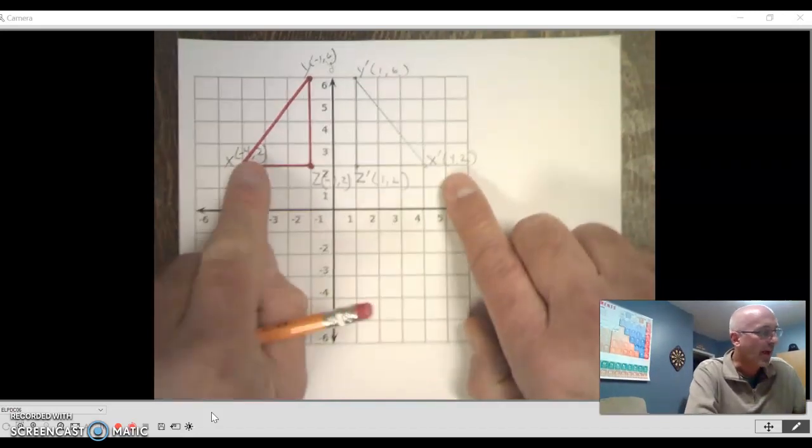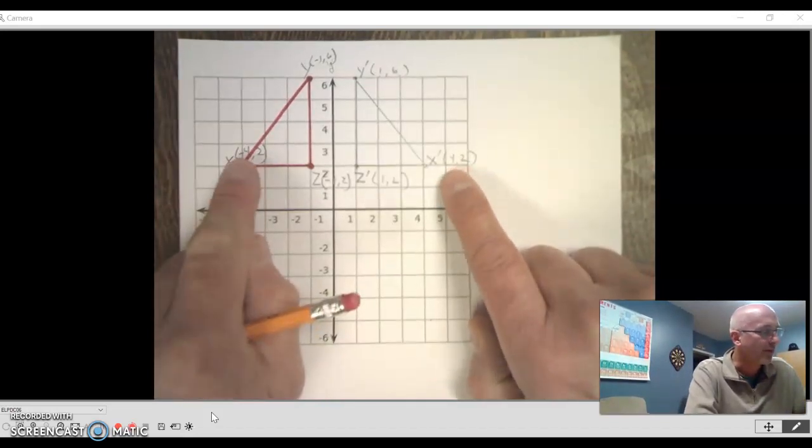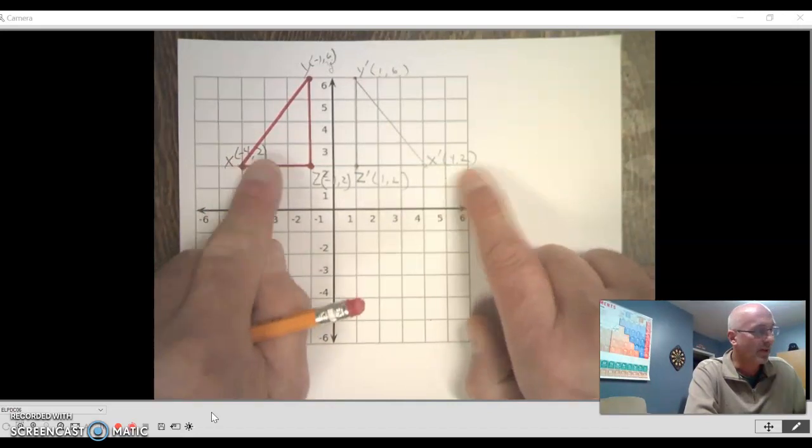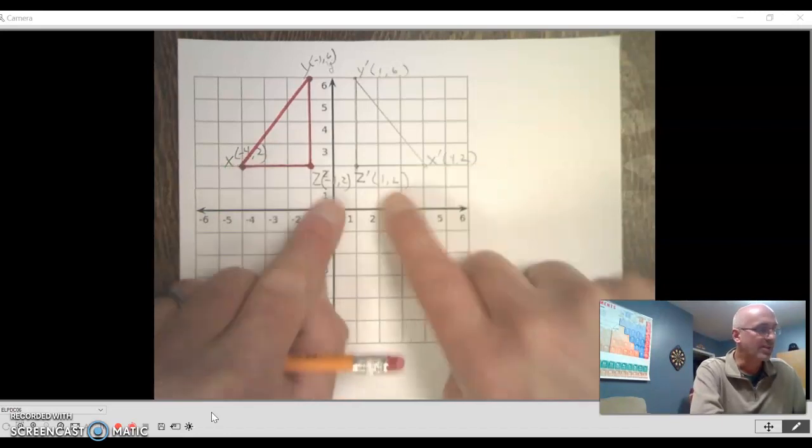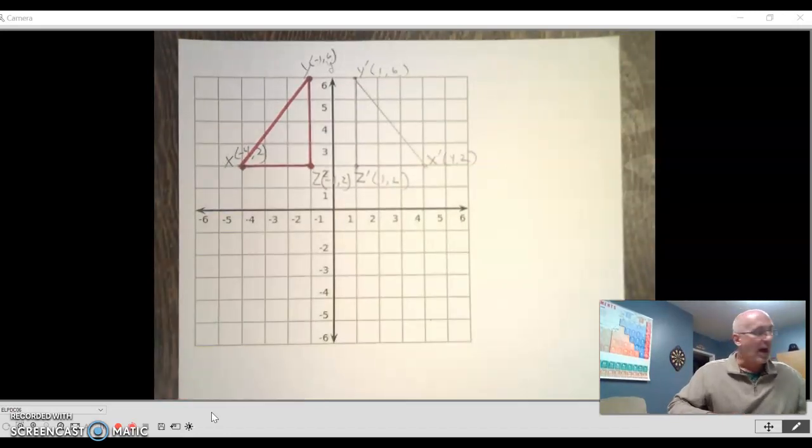Look at this one here, x to x prime. This is negative 4, 2. This is 4, 2. The y value stays the same, but my x value is the opposite. Same thing here.